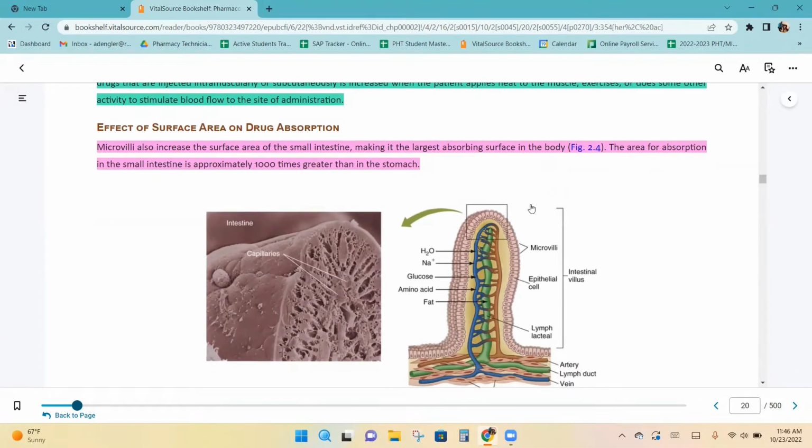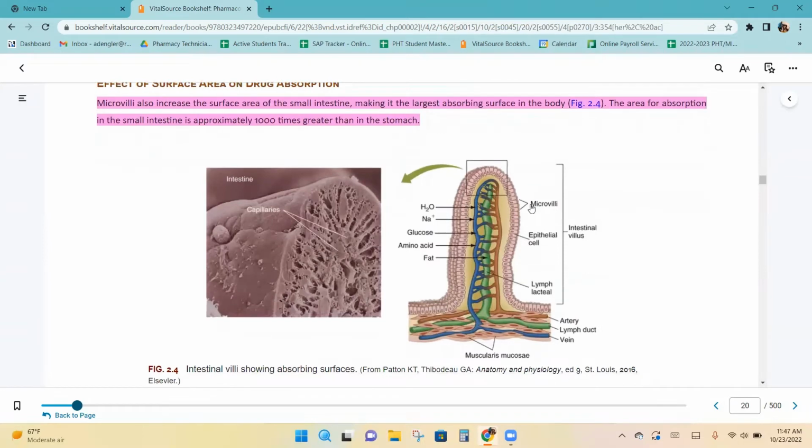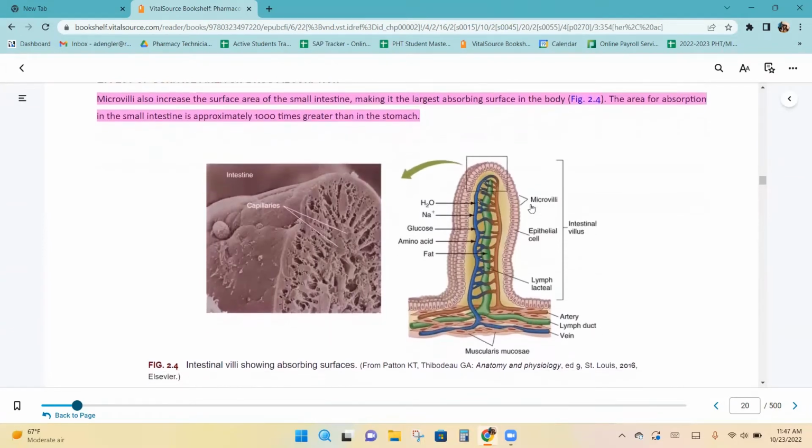Microvilli also increase the surface area of the small intestine, making it the largest absorbing surface in the body. The area for absorption in the small intestine is approximately 1,000 times greater than in the stomach.